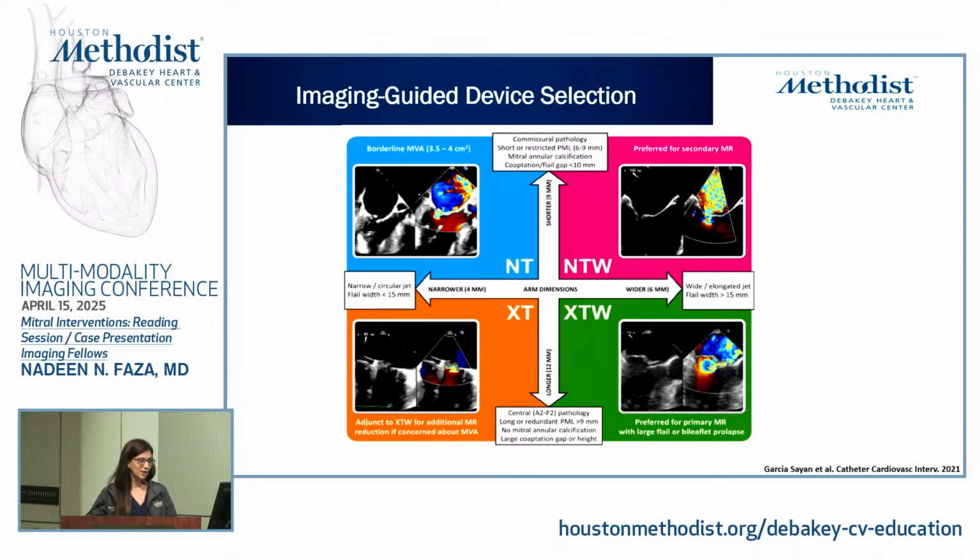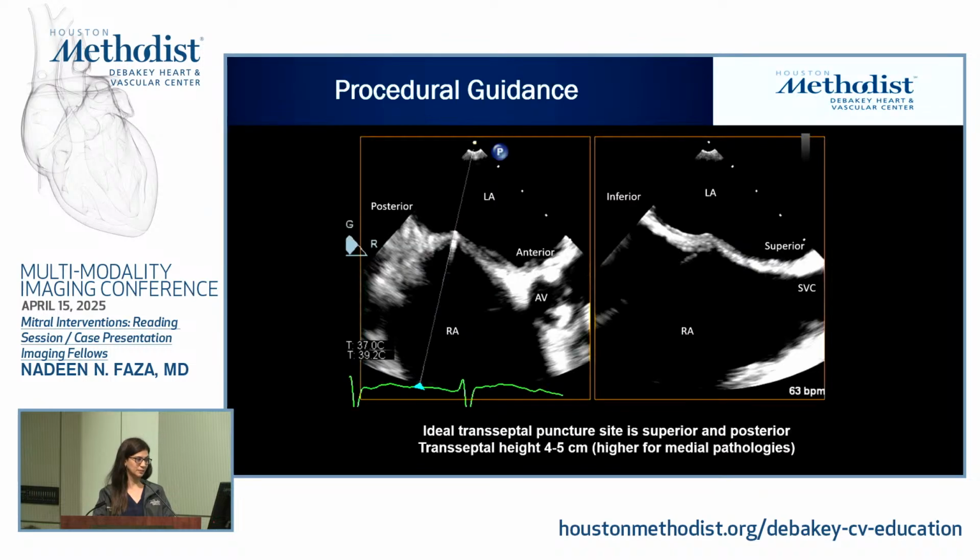So for example, if you have a flail pathology, you have redundant leaflets, you have a large valve, you can use the long and the wide clip, the XTW. If your area is borderline, your gradient is borderline high or the higher end of normal, then you'd use a shorter clip or a narrower clip. So again, just a figure to show you that your baseline assessment when you're doing a TEE can help guide the clip choice during the procedure.